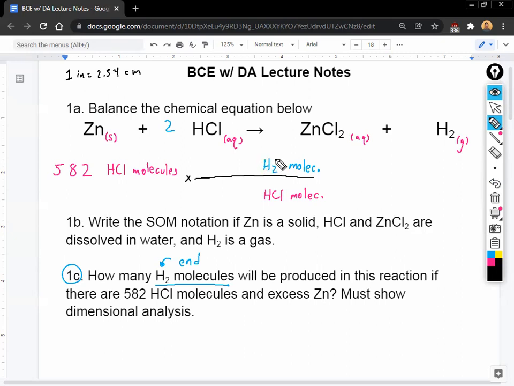Okay, so let's look at H2. What number is in front of H2 if it's blank? Yeah, one. So that means we just put a one next to H2. What number's in front of HCl? Two. So we just plug in two. And there you go. That is your equation. And all you need to do now is solve.